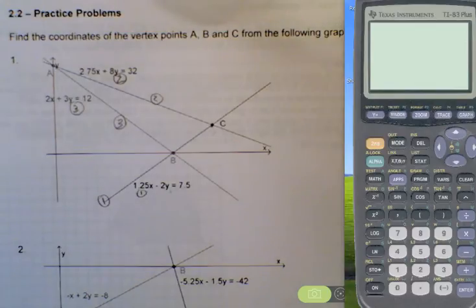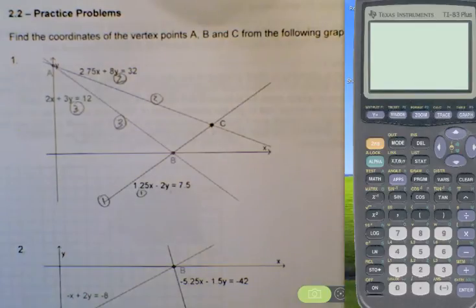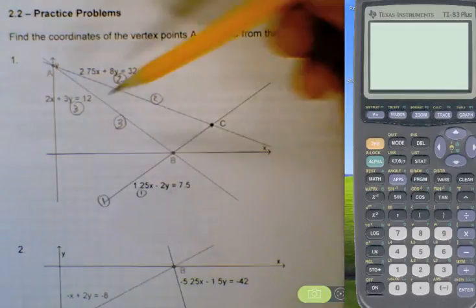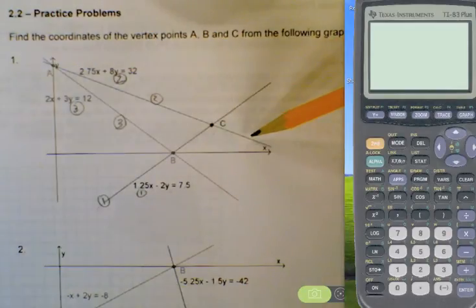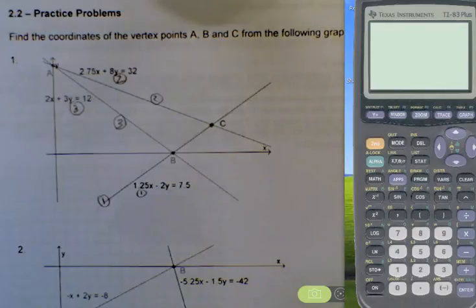Okay? So when I look at, for example, C here, the thing that I'm going to try to find is where does line number 1 cross line number 2? So what I should be doing in my head at least is thinking, okay, I've got line 1, I've got line 2, I want to figure out where these things cross. So if I want to put them in my calculator to solve this, I need to put them in which form? Yeah, well, I need to get y by itself, right? So that I can put it in that y equals thing.